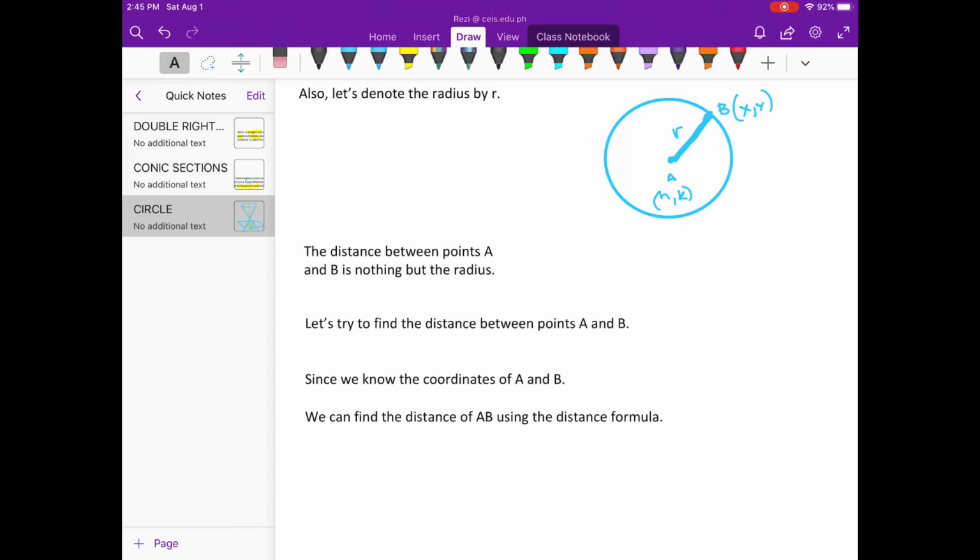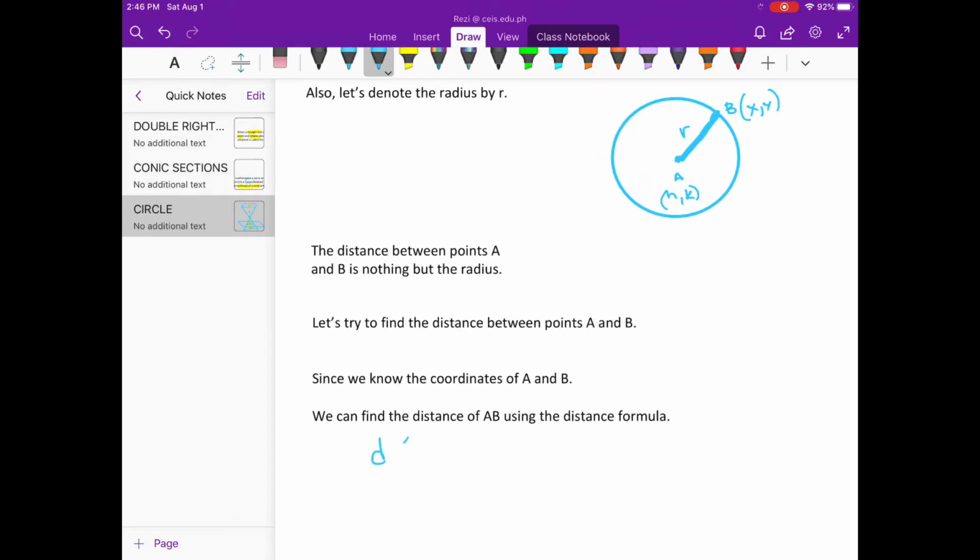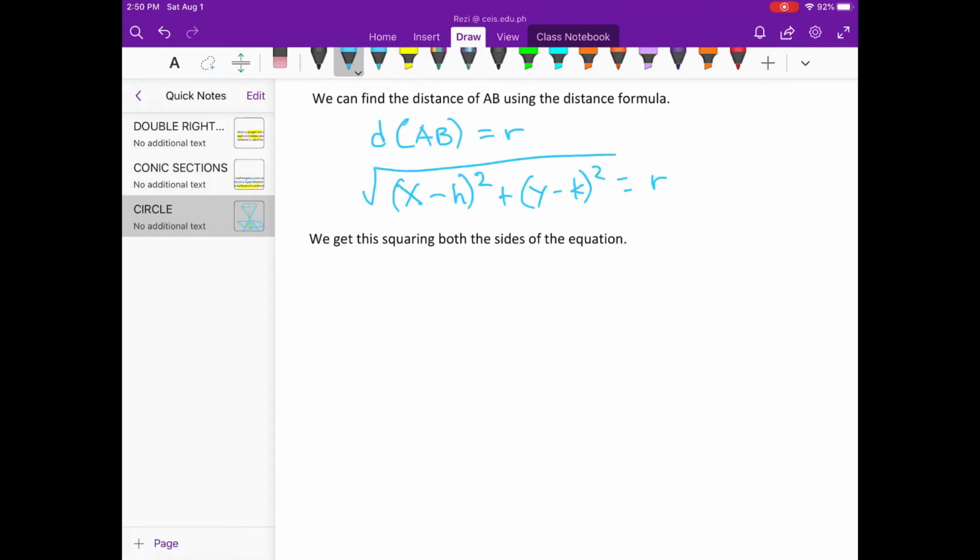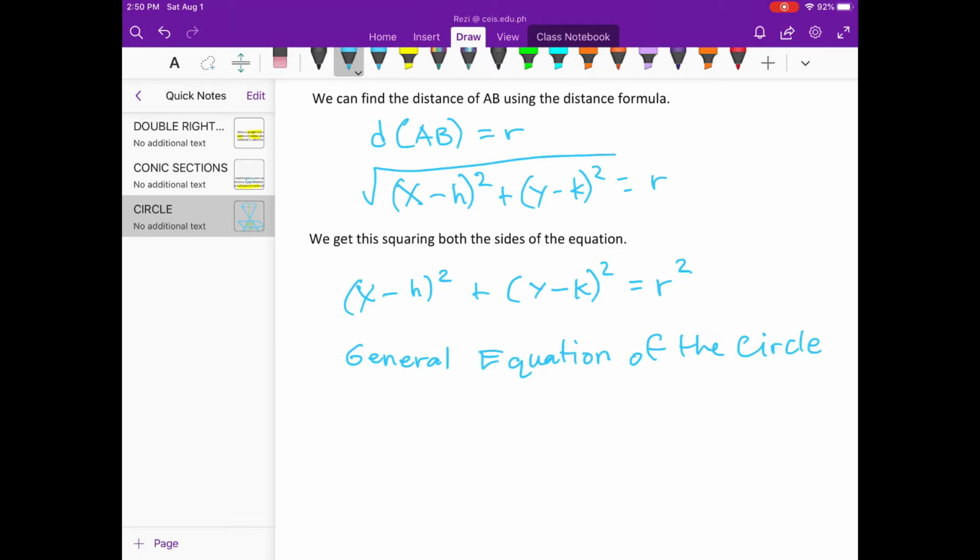Since we know the coordinates of A and B, we can find the distance AB using the distance formula. So that's the distance formula. We get this by squaring both sides of the equation. And that is the general equation of the circle in standard form.